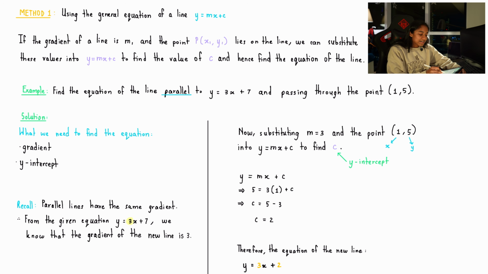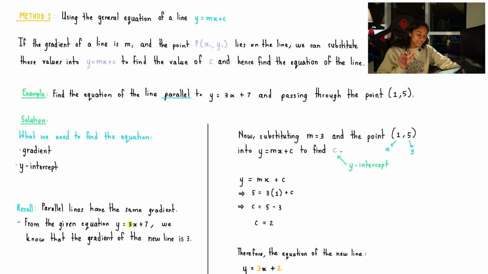Find the equation of the line parallel to y is equal to 3x plus 7 and passing through the point 1, 5. So that would be x, that would be y. X is 1, y is 5. Okay? Notice the key word here, parallel. So we can recall this. Parallel lines have the same gradient. So from the given equation, y is equal to 3x plus 7, we know that the gradient of the new line is 3. And why is it 3?